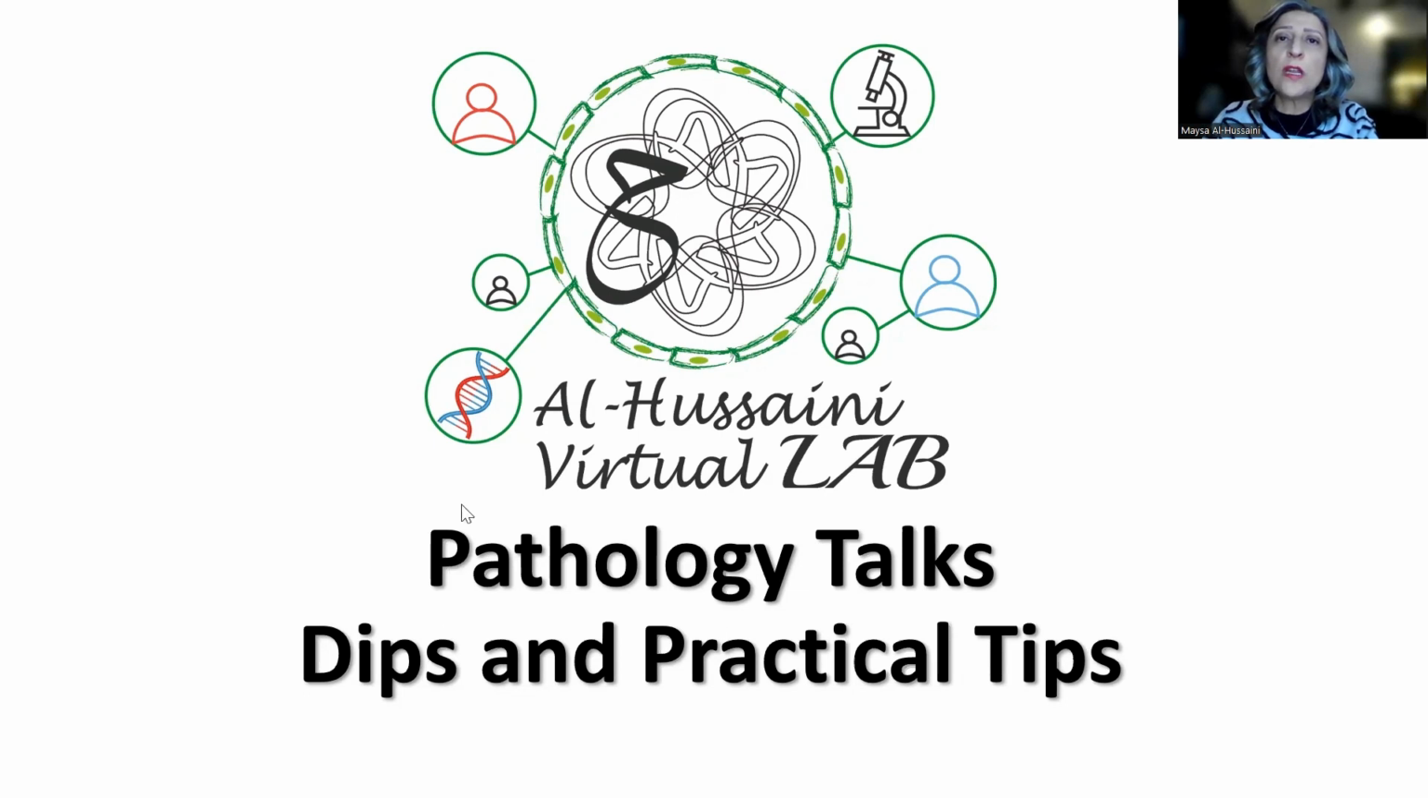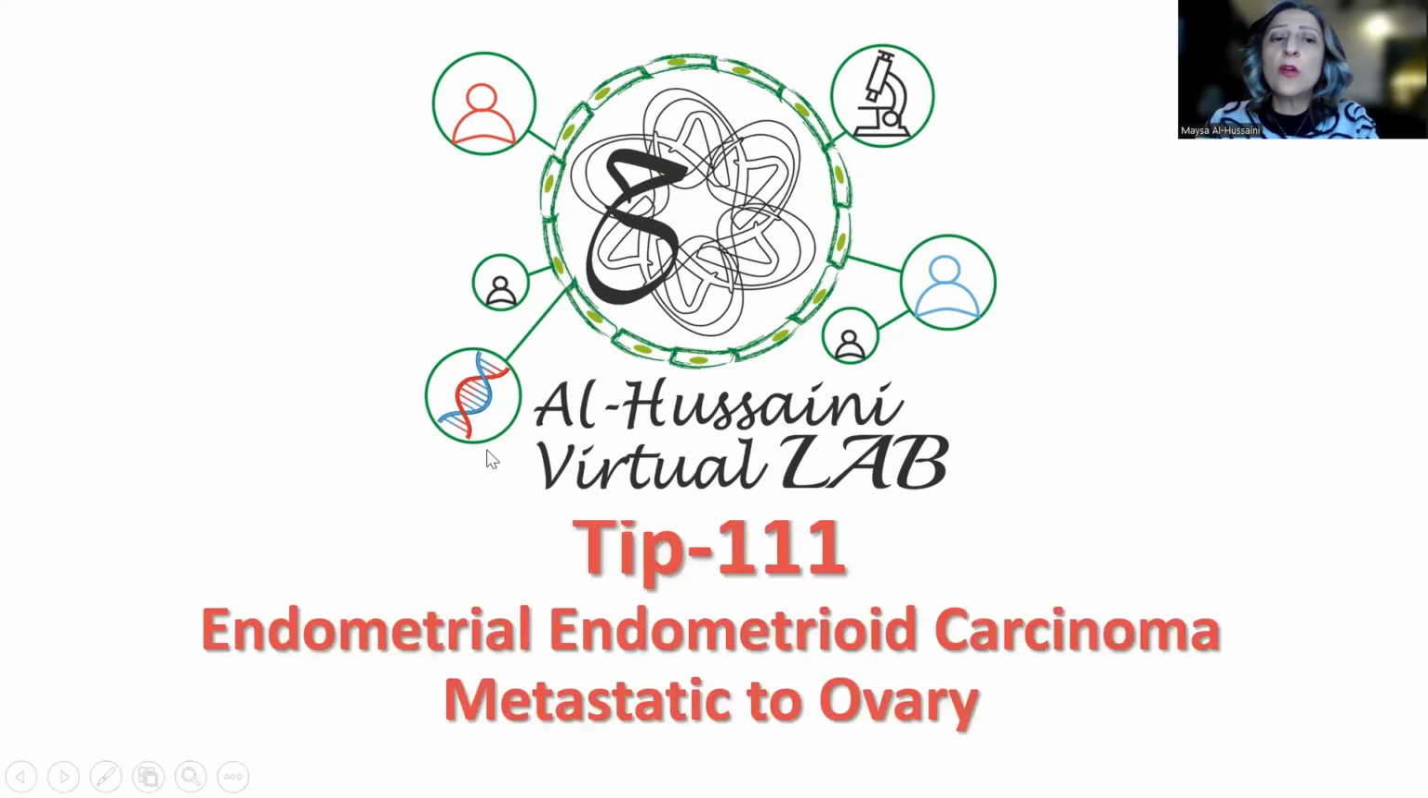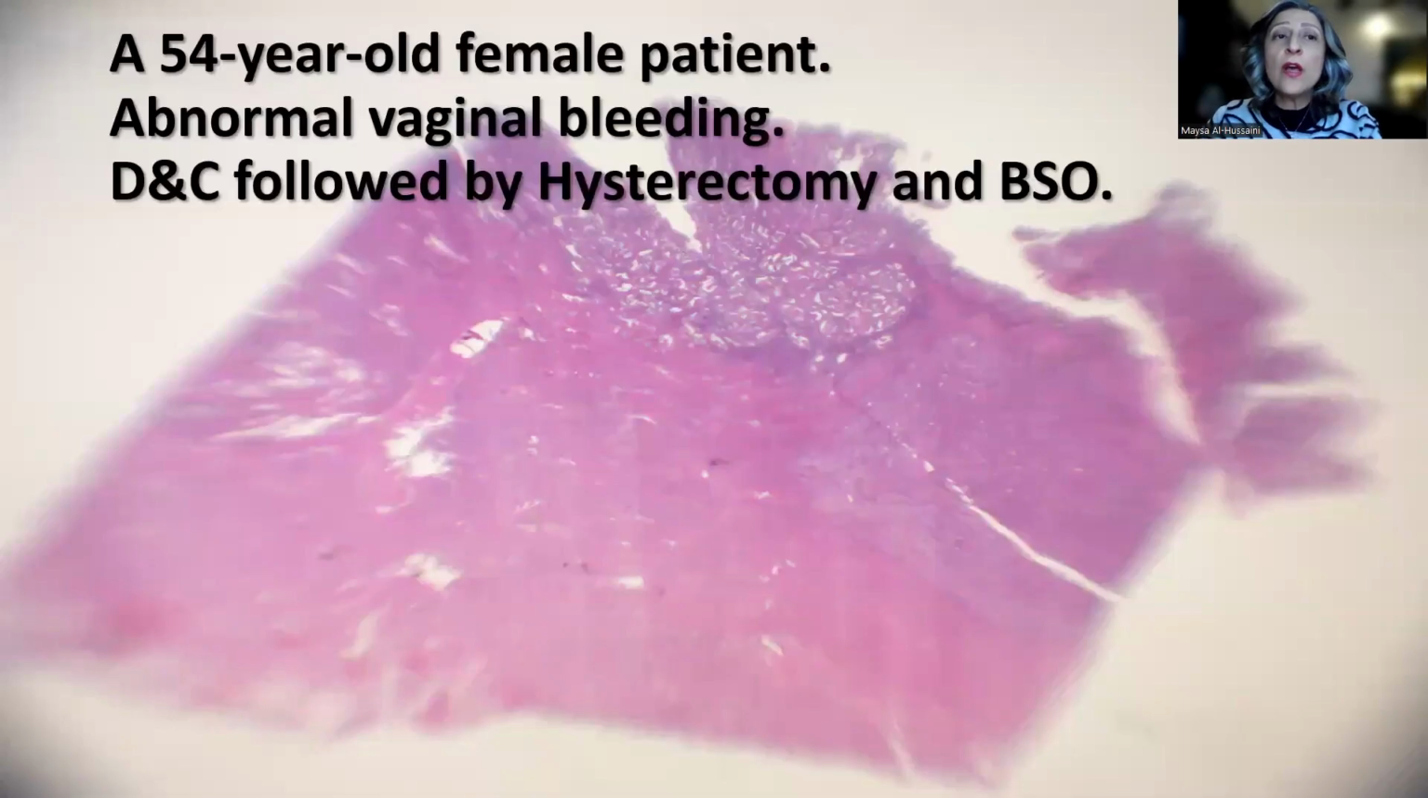What I'm going to be sharing with you today is a nice example of endometrial endometrioid carcinoma, this time metastatic to the ovary. This is a case of a 54-year-old female patient who presented with abnormal vaginal bleeding. She underwent D&C followed by hysterectomy and bilateral salpingo-oophorectomy. And as in the case or tip presented number 108, this is somehow similar.